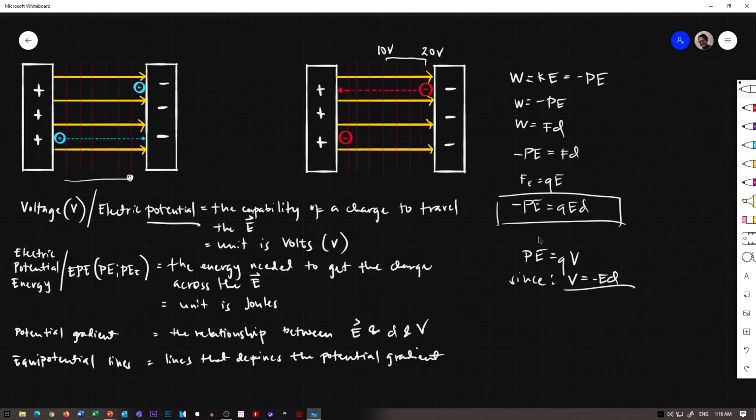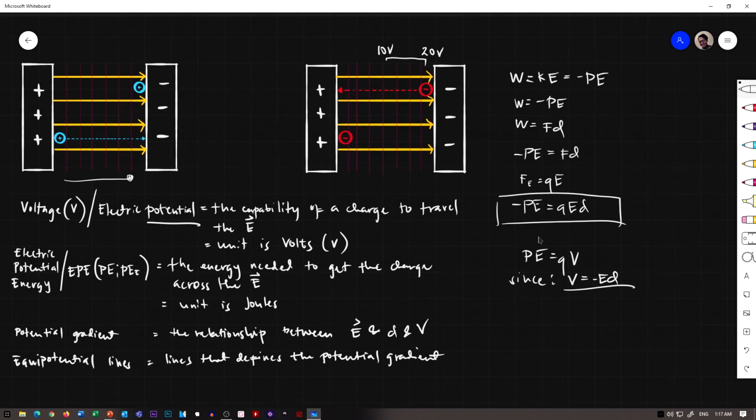It doesn't change. Because this is a uniform electric field, the voltage will decrease as the distance increases. You get that? I will be showing it more on the following practice problems.